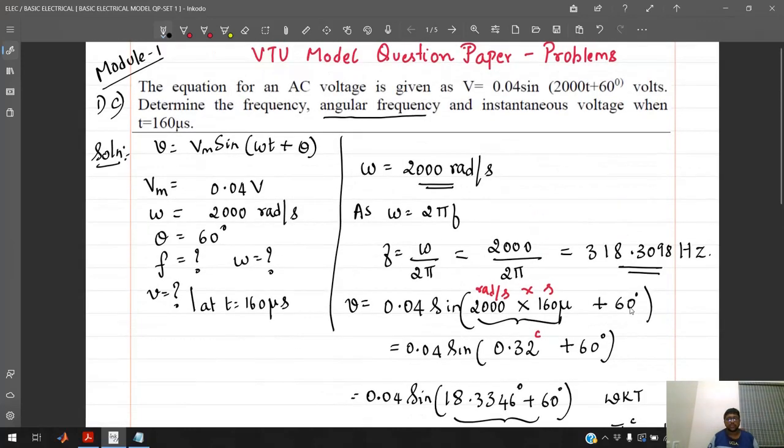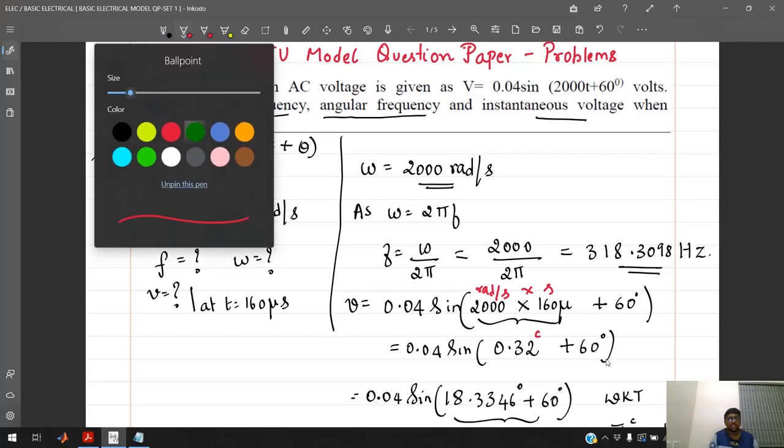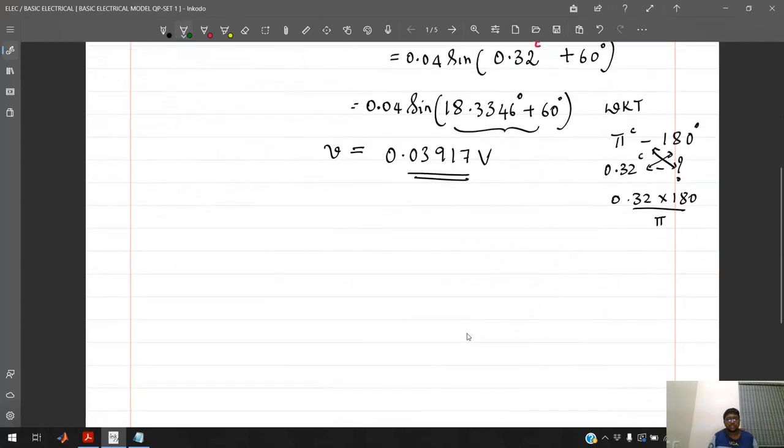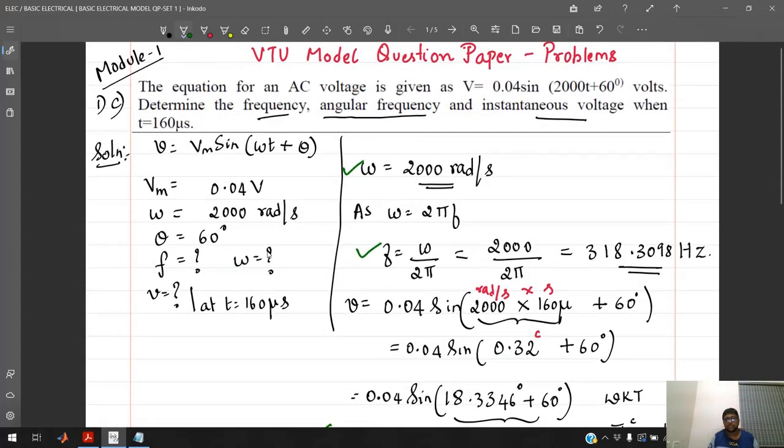So if you see the question, instantaneous voltage is calculated, frequency is calculated, angular frequency is also calculated. So finally you have answered all the three: one is f, one is omega, and the last one is V. So all the three parameters you have calculated. So this is 1C question of the model question paper 1 of the VTU.